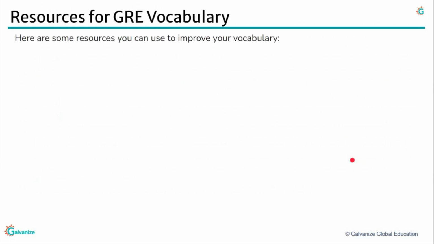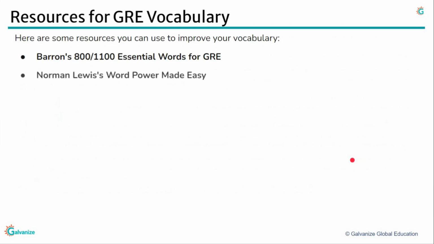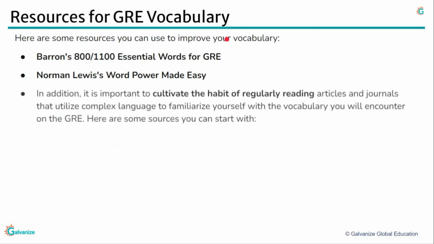Finally, here are some resources for GRE vocabulary. Barron's book on essential words for GRE is quite a useful resource. Norman Lewis has quite an interesting book, Word Power Made Easy. It's a fascinating read. But remember that these words are not meant to be read like a novel. You have to work on these. These are workbooks. If you don't have time, here we also have our own vocabulary app, which I'll be talking about in the subsequent slide.